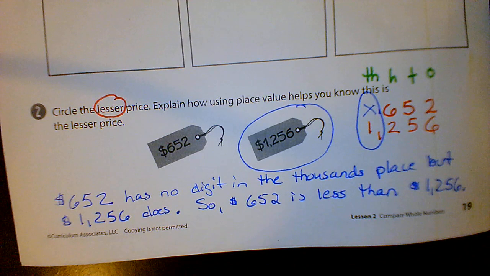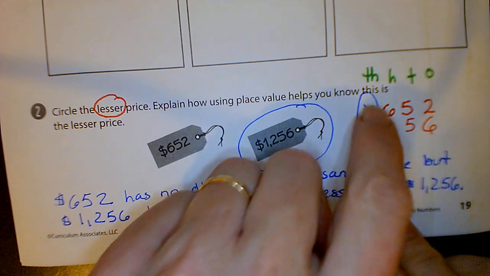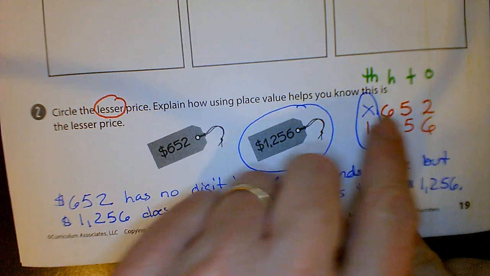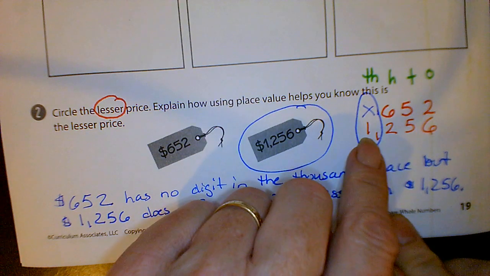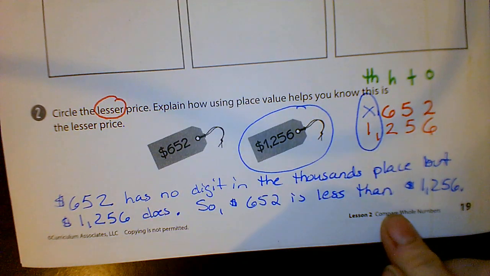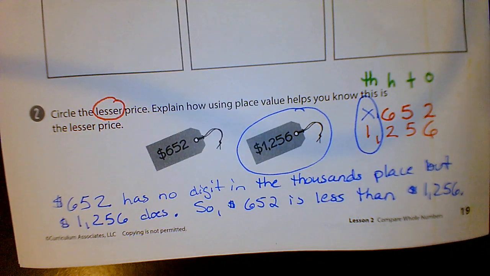And then we compared them and we realized that since there was nothing in the thousands place for this number, and this one did have something, this one clearly was bigger, and we wrote that down. All right, so let's go ahead and take a look at the next page and see what we have here. I know that we have a couple more questions.